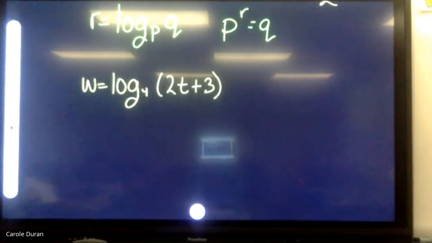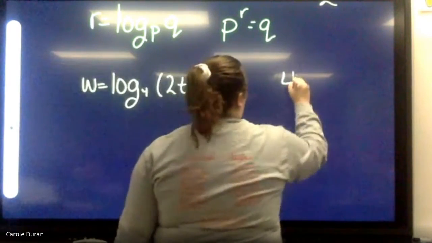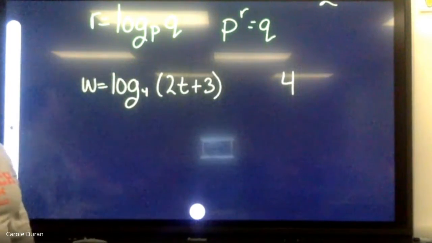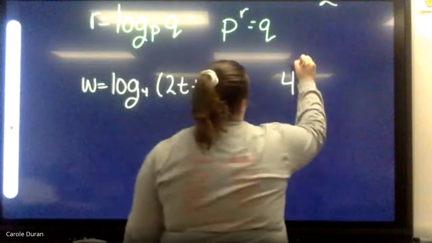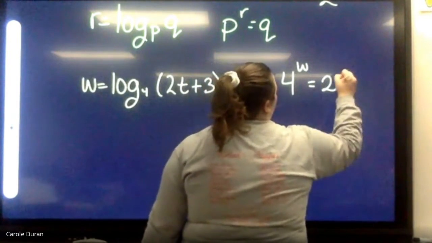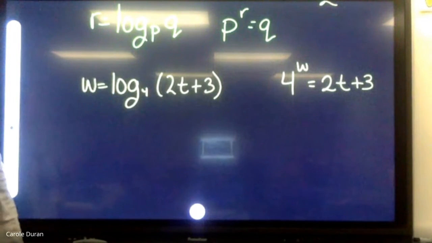Jackie, what are you thinking? The 4 will still be the base? What would my exponent be then? Nope. Whatever it's equal to is my exponent. So 4 to the w equals 2t plus 3. Questions, concerns, or issues there?